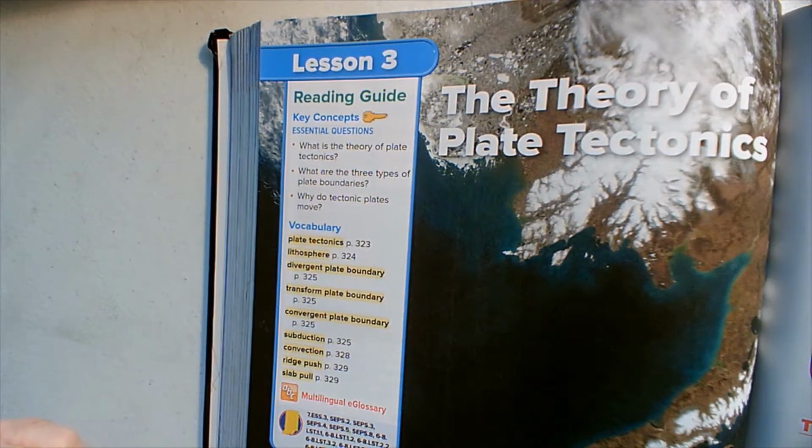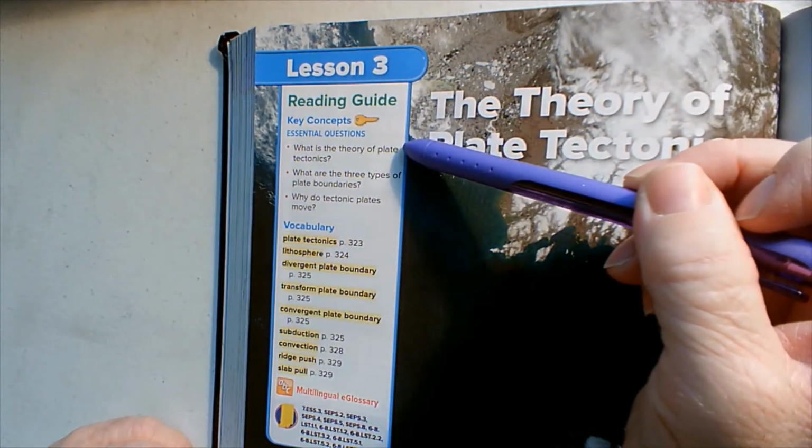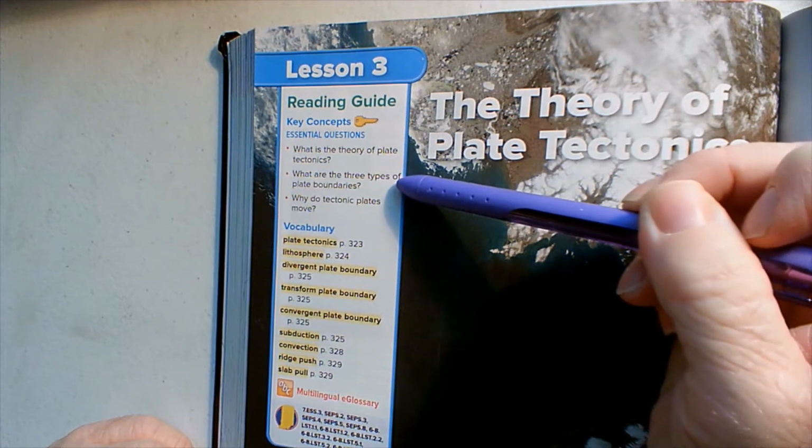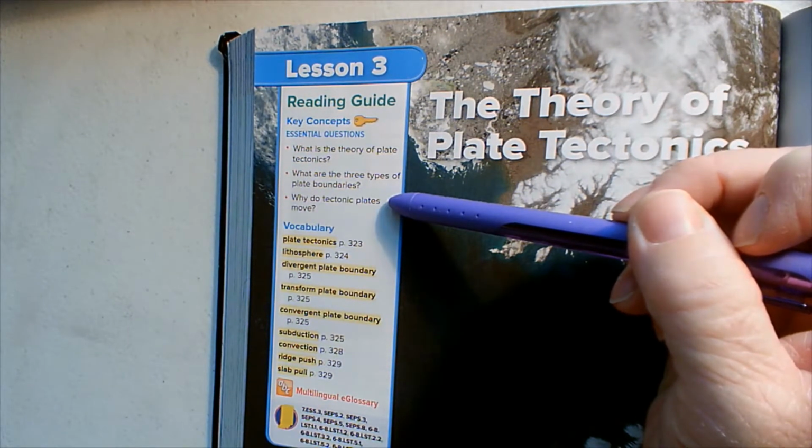Okay, here is our reading of Lesson 3, the theory of plate tectonics. And first, let's start with our essential questions. What is the theory of plate tectonics? What are the three types of plate boundaries? And why do tectonic plates move?